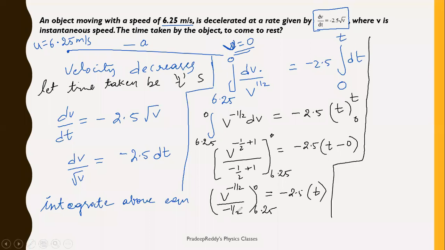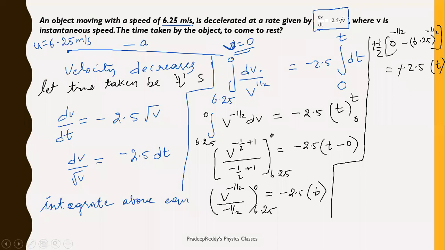Right. Now minus 1 by 2, you can bring it out. I will be just using the limit values over there. So it will be 0 power minus 1 by 2 minus 6.25 power minus 1 by 2 is equal to minus 2.5 into t. So this negative sign gets cancelled. 0 raised to power something, that is 0.